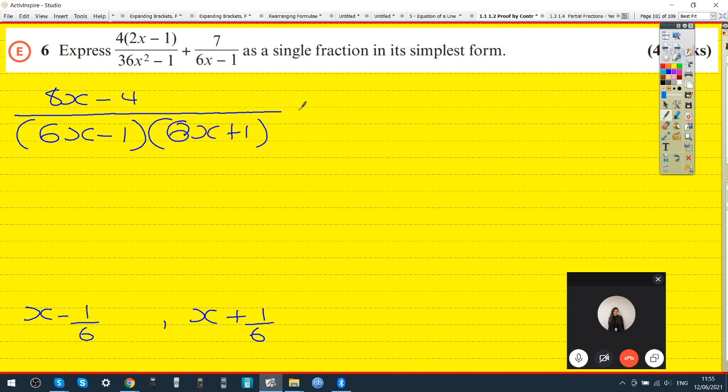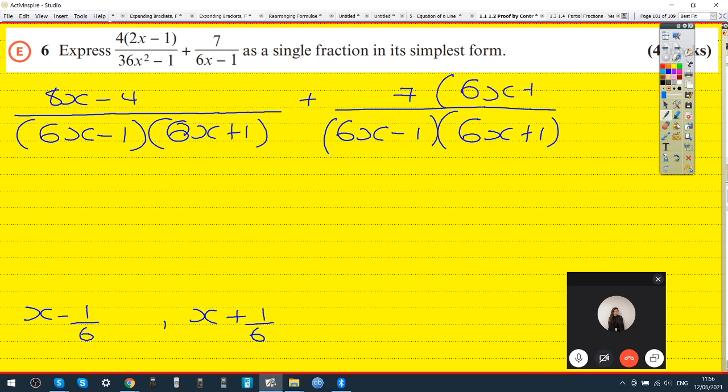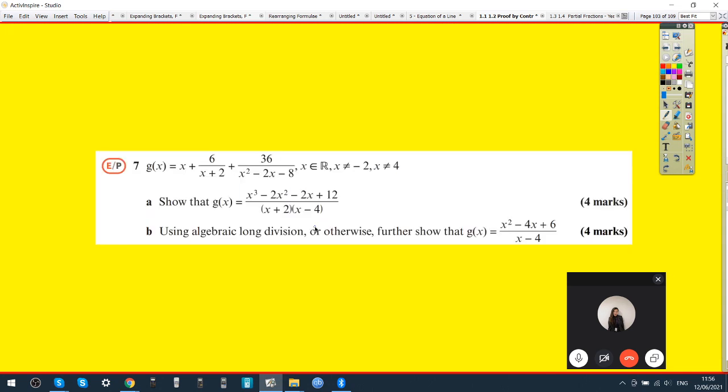What's next? And then you can bring the fractions together. They don't both have a common denominator. The top left becomes 8x minus 1 minus 4 multiplied by 6x minus 1. The top left already has a good denominator. It's the top right that's missing. So you just multiply by 6x plus 1, to the top and bottom. Now they have the same denominator. Now you can bring them together and do all that stuff.